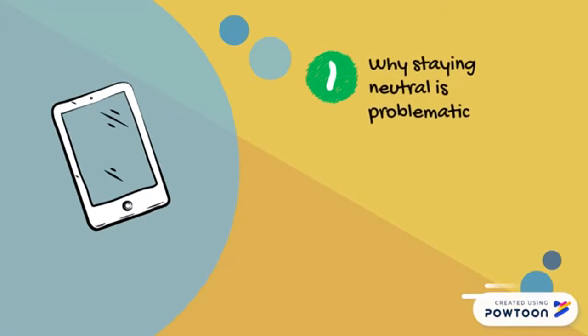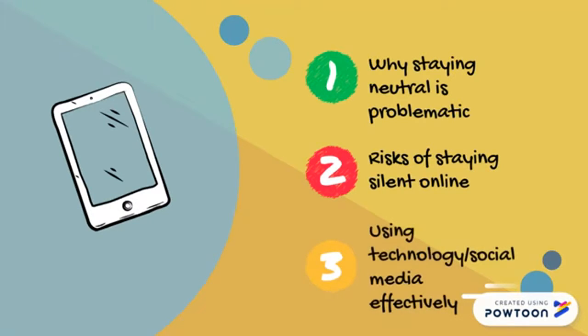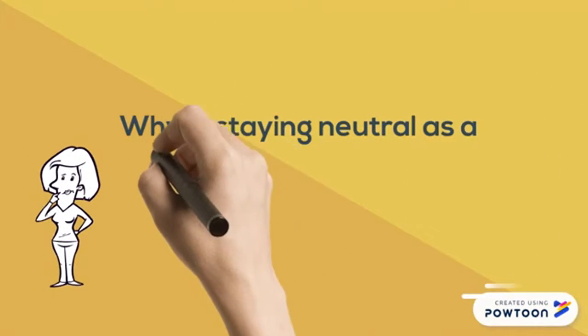Overall, there are three major points towards my argument. We will discuss why staying neutral on social justice issues is problematic, what the risks of staying silent online are, and how using technology and social media effectively is beneficial. So, let's get started. So you may ask, why is staying neutral as a teacher problematic?